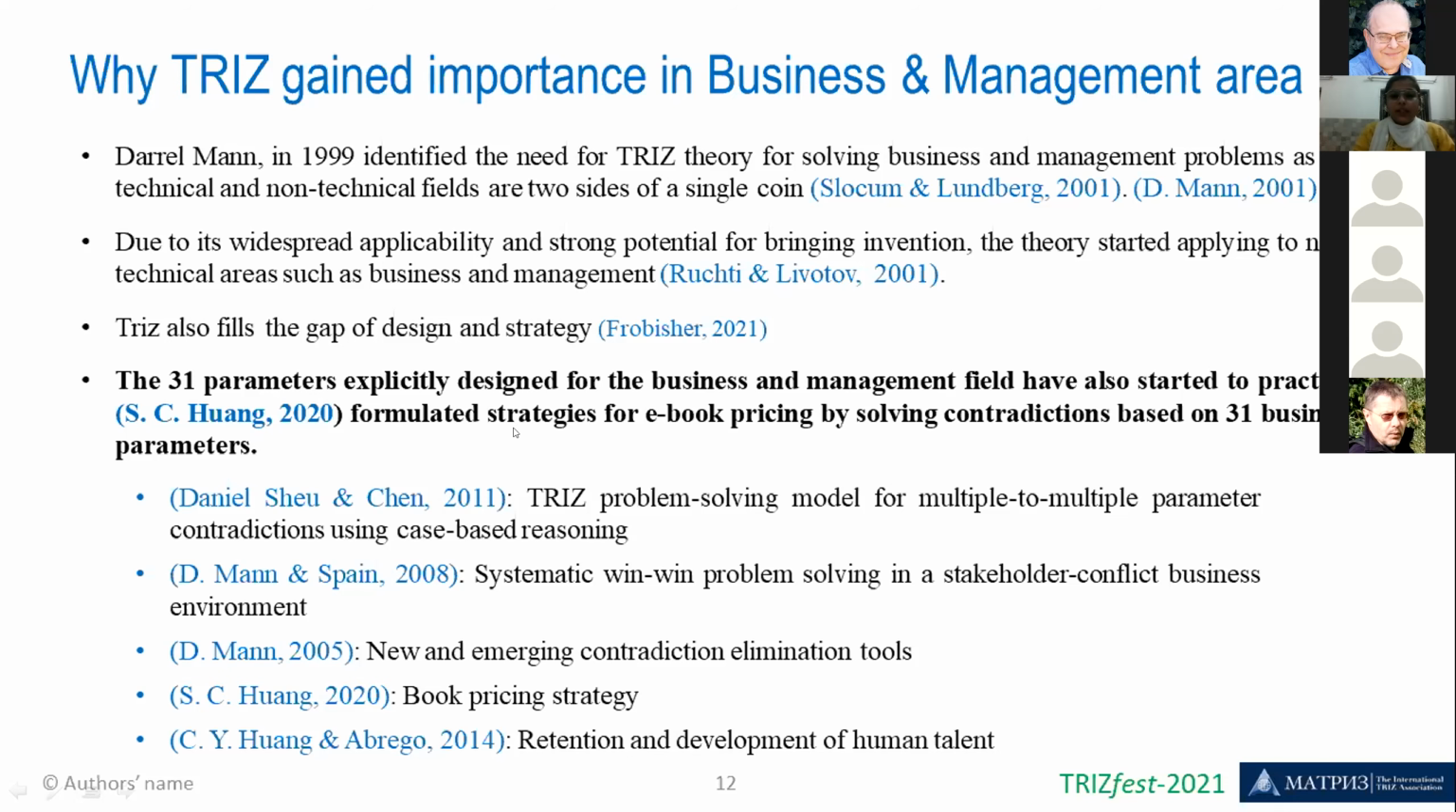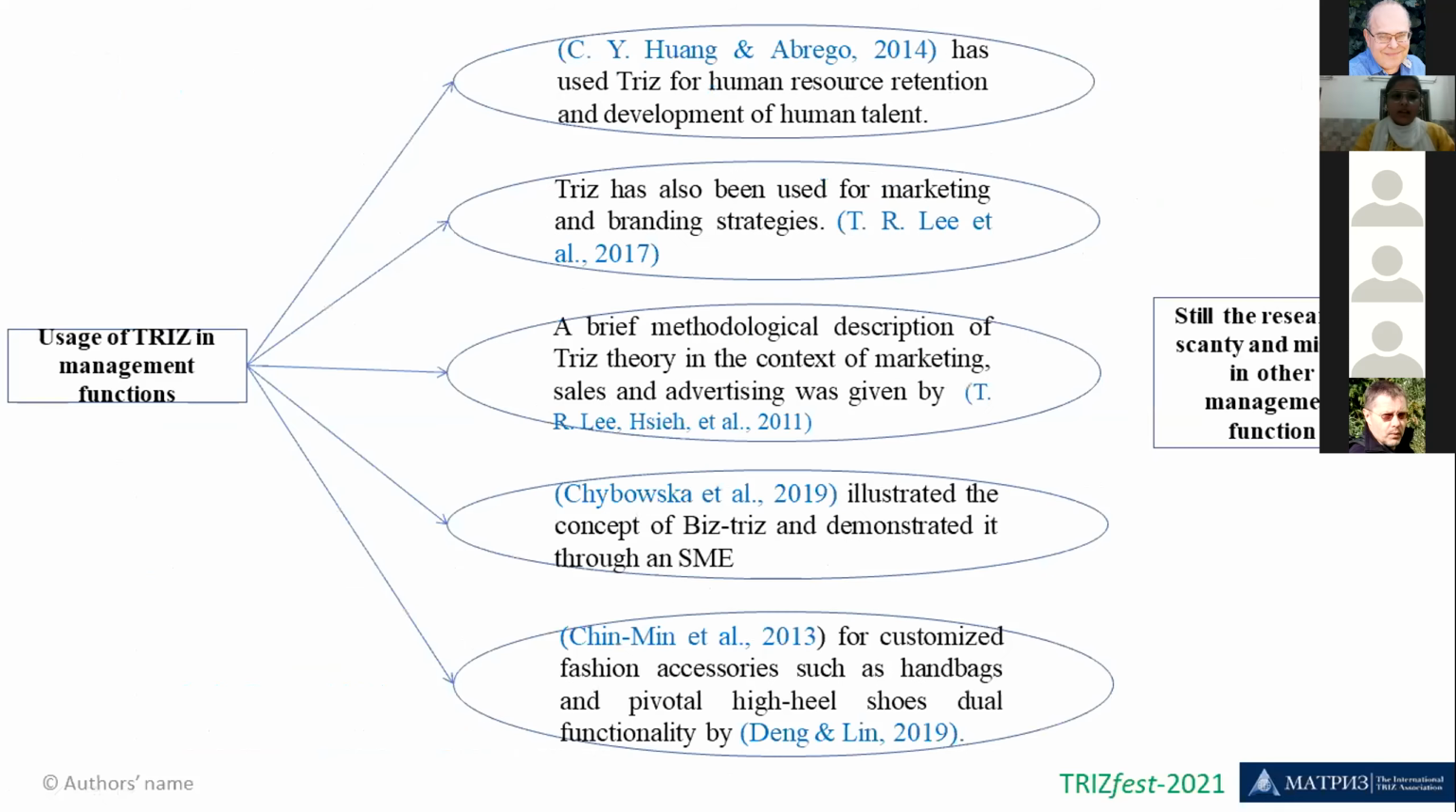S.E. Hong formulated strategies for ebook pricing by solving contradictions based on 31 business parameters, and further Daniel L. used 31 parameters for a TRIZ problem-solving model for multiple-to-multiple parameter contradiction using case-based reasoning. Then another author has also used 31 business parameters, and these parameters are also used in the retention and development of human talent. So, usage of TRIZ in business management functions.